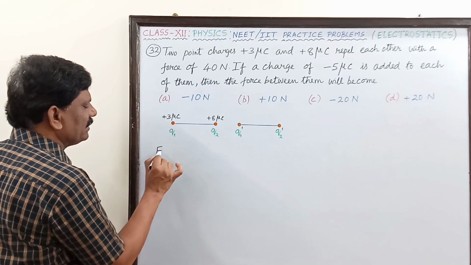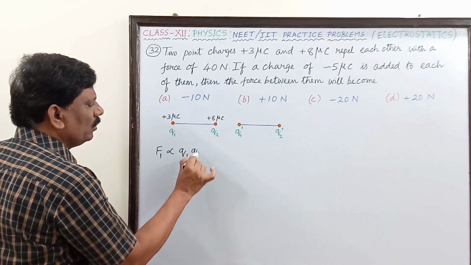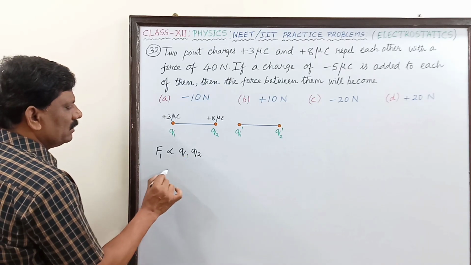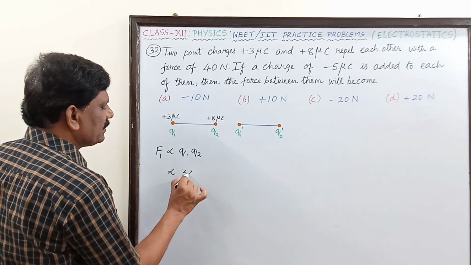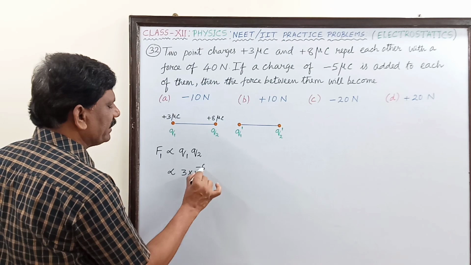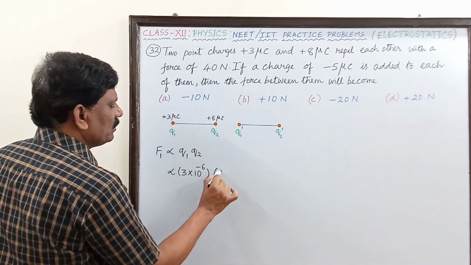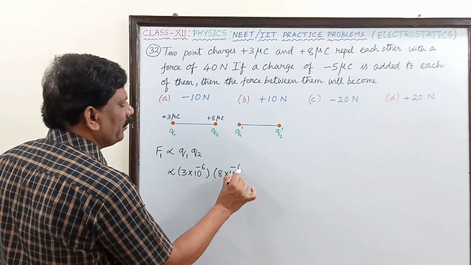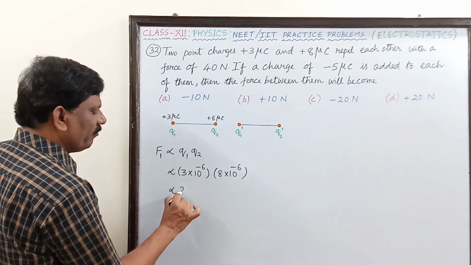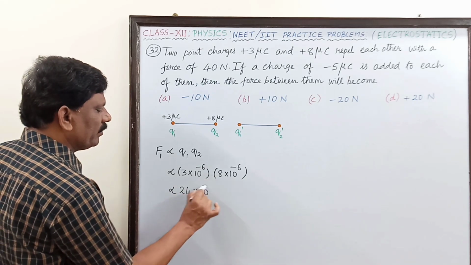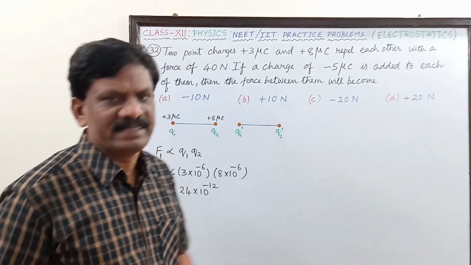The force between them is F1, and it is proportional to Q1 into Q2. So it is proportional to Q1, which is 3 into 10 power minus 6, into plus 8, which is 8 into 10 power minus 6. 8 threes are 24, so 24 into 10 to the power of minus 12. Okay, this is the first step.